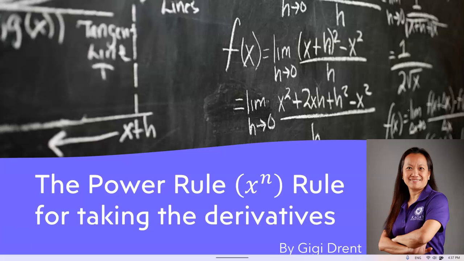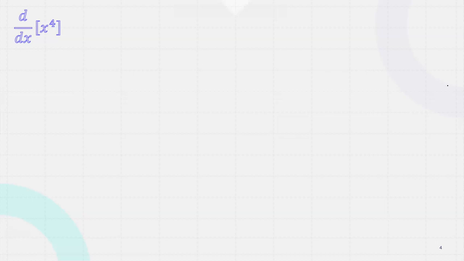We are talking here about the power rule. That's how to take the derivative of x to the nth power. Suppose you have x to the fourth, for example. Let's just use the definition of derivative first and observe what's going on here.